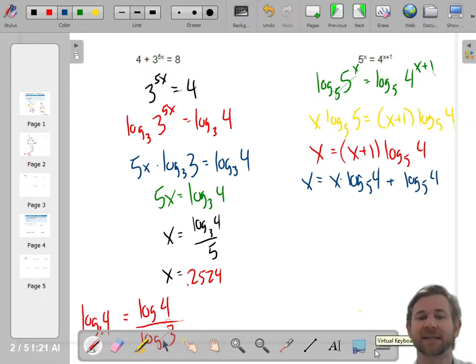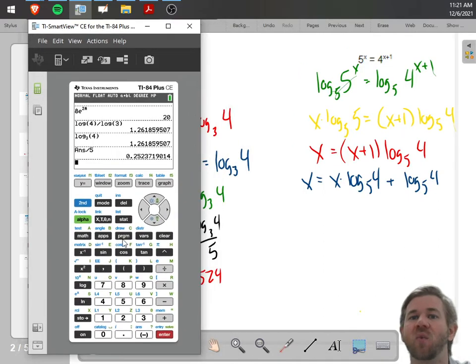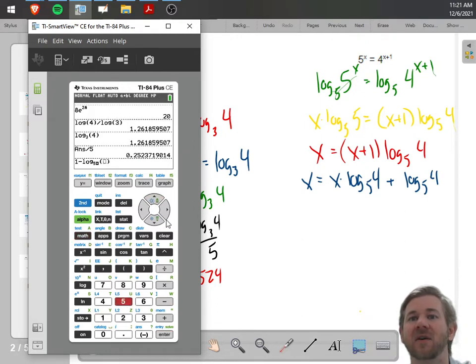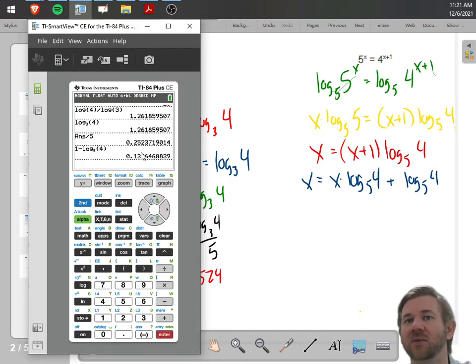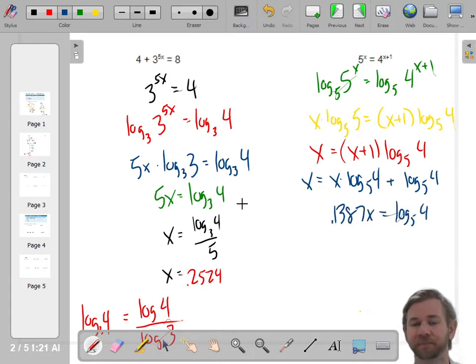Now, the trick to this here is that this is a decimal. So you got to realize that on the left side you have 1x, and on the right side I'm going to subtract this on both sides. So that is the base 5 log of 4. If you have 1x on the left and you subtract this many x's, then you will end up with 0.1387 x's. 0.1387x equals the base 5 log of 4.